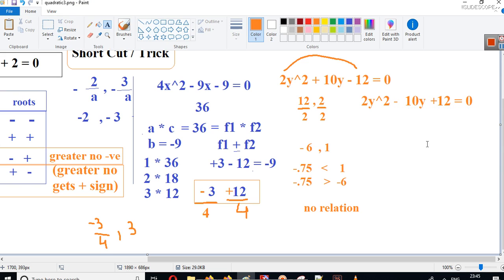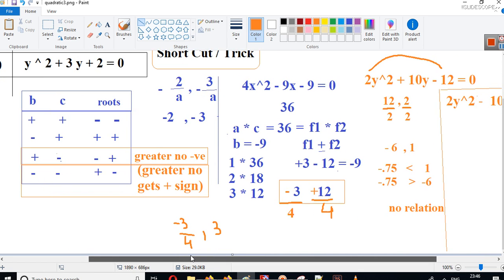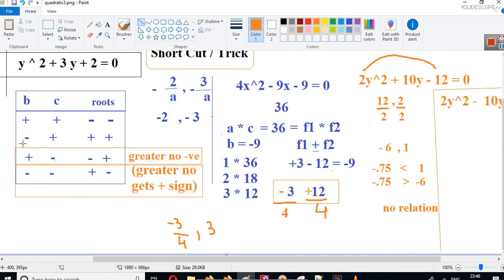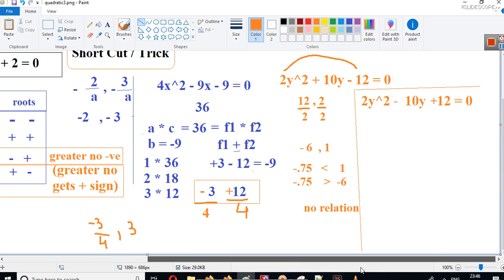Now this is the same equation but with the signs changed here. I will put a boundary here so that we can separate the answers. Now look at this table here. In this table you can clearly see in case of minus and plus, when b is minus and c is plus, roots are both positive.